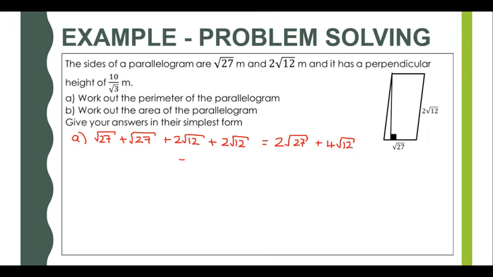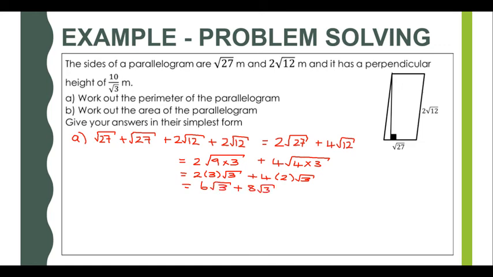And now we can look at simplifying further. So root 27 we can write as the square root of 9 times 3, and root 12 we can write as the square root of 4 times 3, which simplifies to give us 2 times the square root of 9, which is 3, root 3, plus 4 times the square root of 4, which is 2, times root 3, which gives us 6 root 3 plus 8 root 3, which gives us 14 root 3.